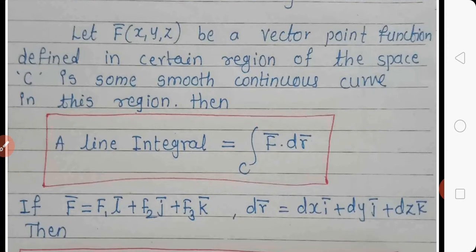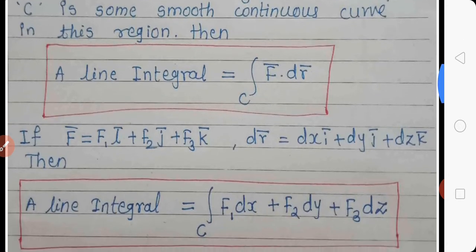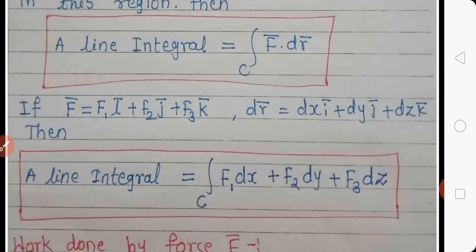If f bar is f1 i bar plus f2 j bar plus f3 k bar, and we know dr bar is dx i bar plus dy j bar plus dz k bar, then f bar dot dr bar gives f1 dx plus f2 dy plus f3 dz. Using this, we can calculate the line integral over C of f1 dx plus f2 dy plus f3 dz.